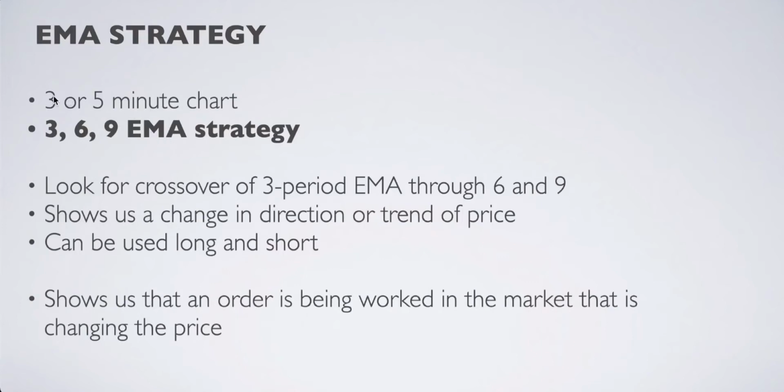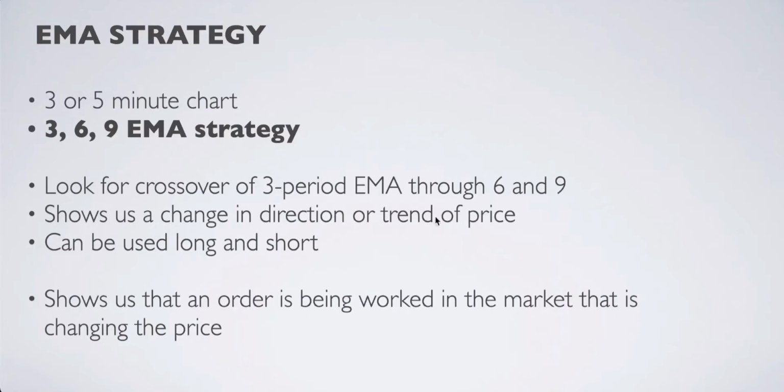So you can either use the 3-minute or the 5-minute chart. You can change these depending on your preference, but really what we want to do is look for a crossover of the 3 period EMA through the 6 and 9 period. Without going too much into exponential moving averages, essentially the shorter time period will track the price more closely, and then the longer the time period that you're looking at, that will smooth out price movements.